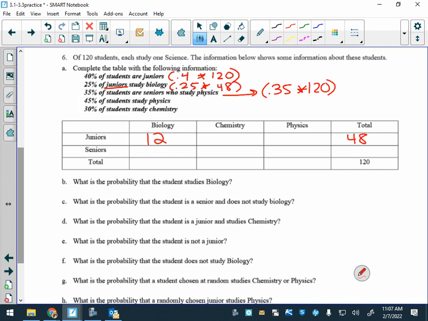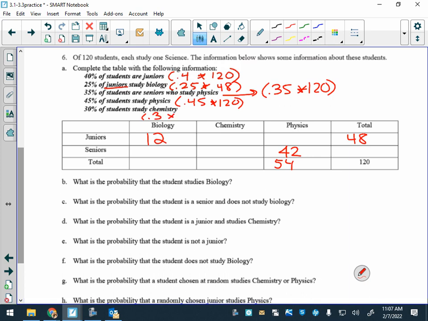Yep, 42. And where would that go on this chart? Good. Okay? 45% of students study physics. Same thing, you're looking at students, so 0.45 times 120. And how many students study physics? 54, good. Okay? And 30% of students study chemistry.